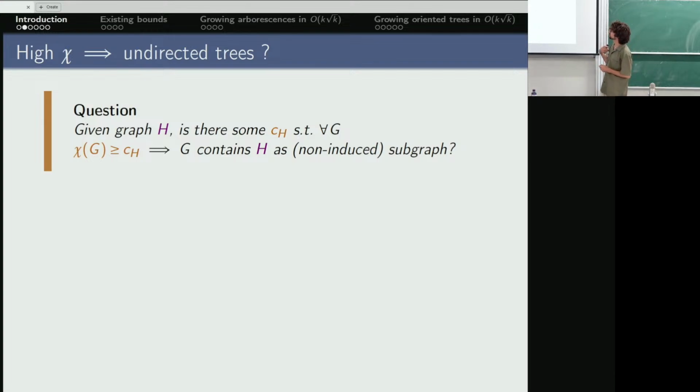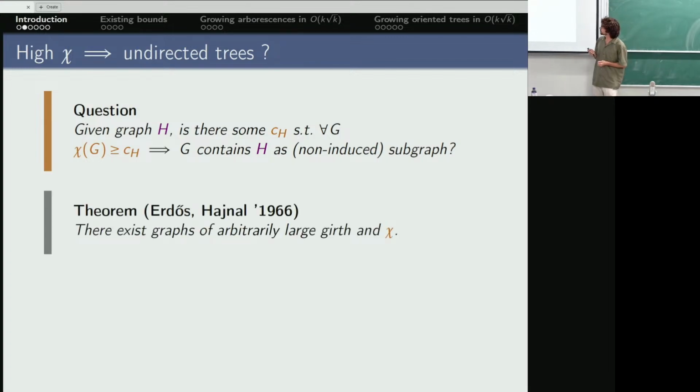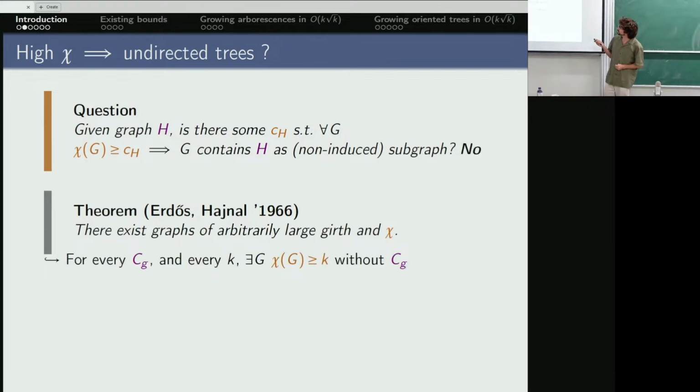Indeed, you could ask the question, given any graph H, if I have large enough chromatic number for some G, do I contain H as a, again, non-induced subgraph? And actually there's a theorem by Erdős from 1959 that says there are graphs of arbitrarily large girth and chromatic number. So if H is a cycle, for example, of length g, you can take graphs of girth larger than that cycle and get graphs of arbitrarily large chromatic number that do not contain that cycle. So if H contains a cycle, in particular, these graphs will not contain H.